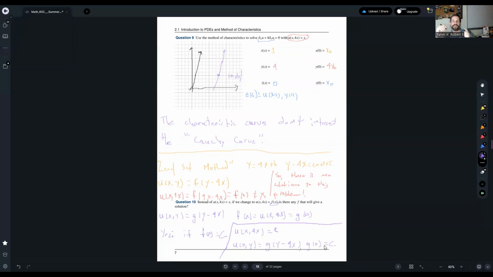The other thing that this illustrates is there's going to be a problem when the Cauchy curve is parallel to the characteristic curve. The characteristic direction is 1, 4 in this problem, the vector with components 1, 4. The Cauchy curve is parallel to that curve. So whenever the characteristic direction of the PDE is parallel to the Cauchy curve, there's going to be a problem, and this illustrates that. And we'll see some of this in upcoming problems.